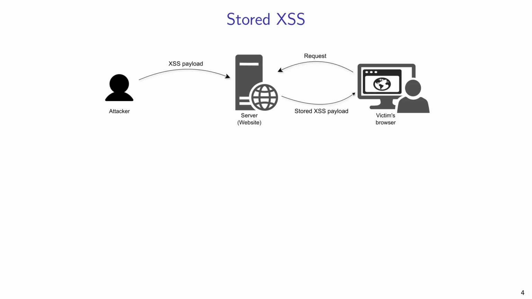Another type of vulnerability is a stored XSS vulnerability. Compared to reflected XSS, stored XSS works a bit differently. First, an attacker makes a request with an XSS payload to the vulnerable website. The website stores it somewhere, usually in a database, and then when a victim's browser visits the website, the stored XSS payload is returned to the victim's browser.